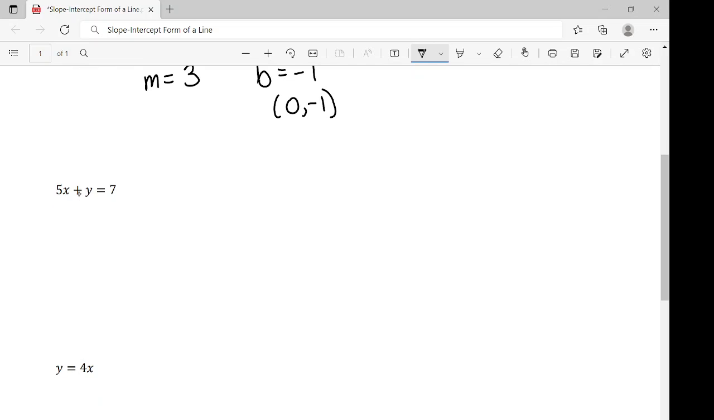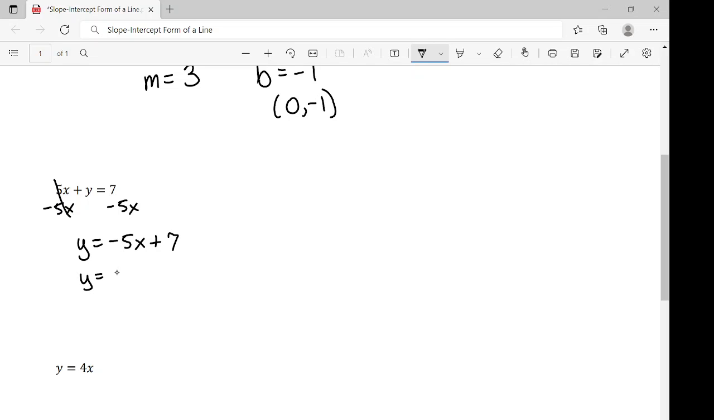Next we have 5x plus y equals 7. Got to get y by itself, so what we're going to do is take 5x and subtract it over. So minus 5x from both sides. Cancels that out. So now I have y equals, and you cannot combine these because they are not like terms, so I'm going to write them in order, the x term first, then the constant: -5x plus 7.